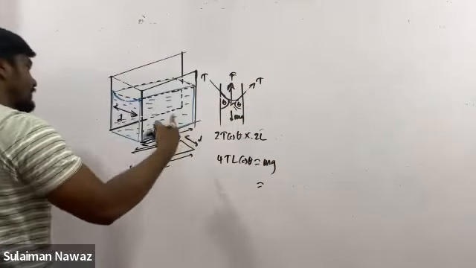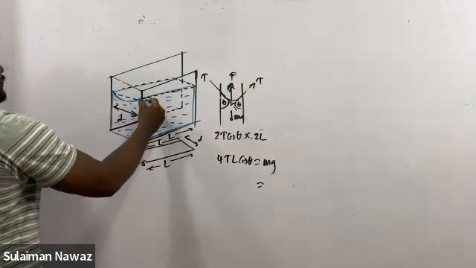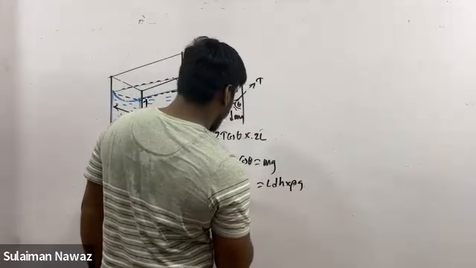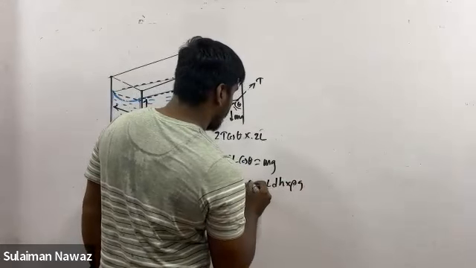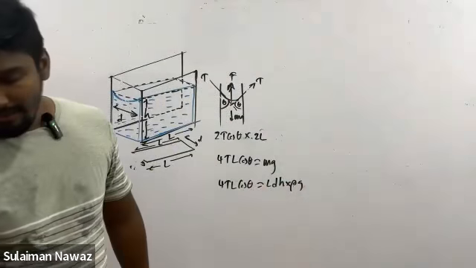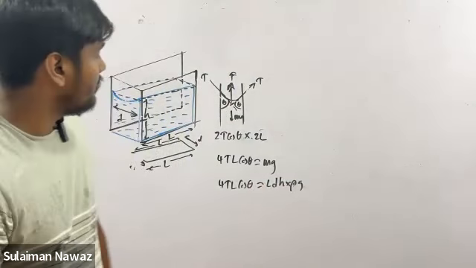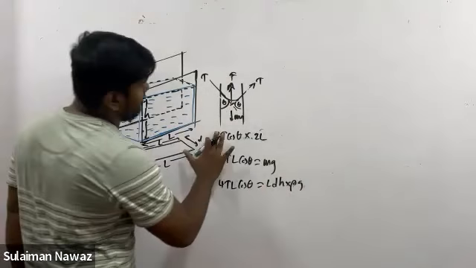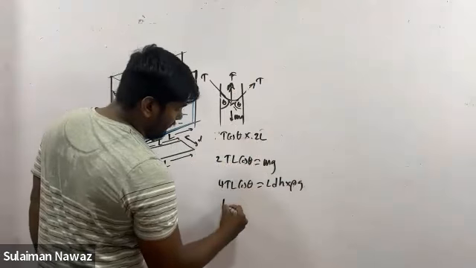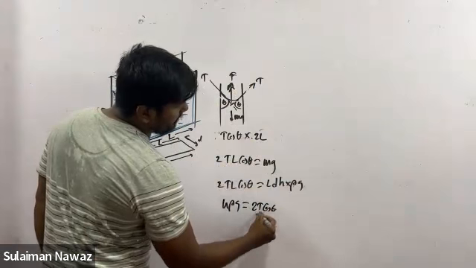Mass means volume into density. Now how do you know the volume? L into D into height h. LDH, into density rho g. 4TL cos theta. Am I correct? Okay, L cancels out. It's 2T cos theta, my bad. Then again, you'll obtain that h rho g equals 2T cos theta over simply D.